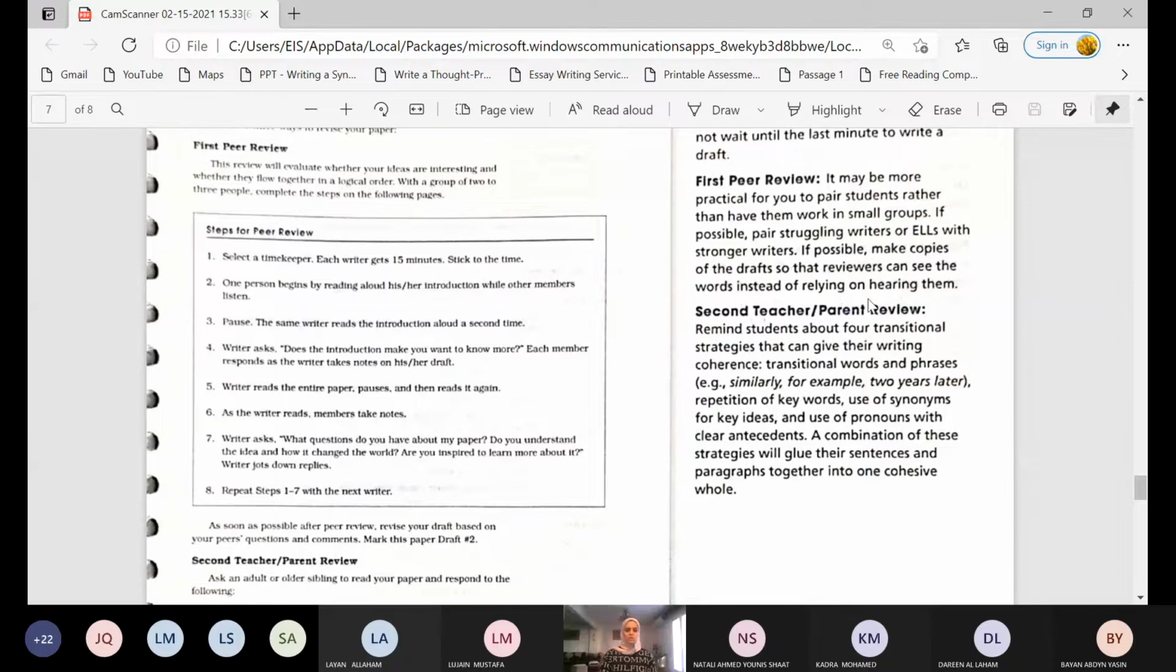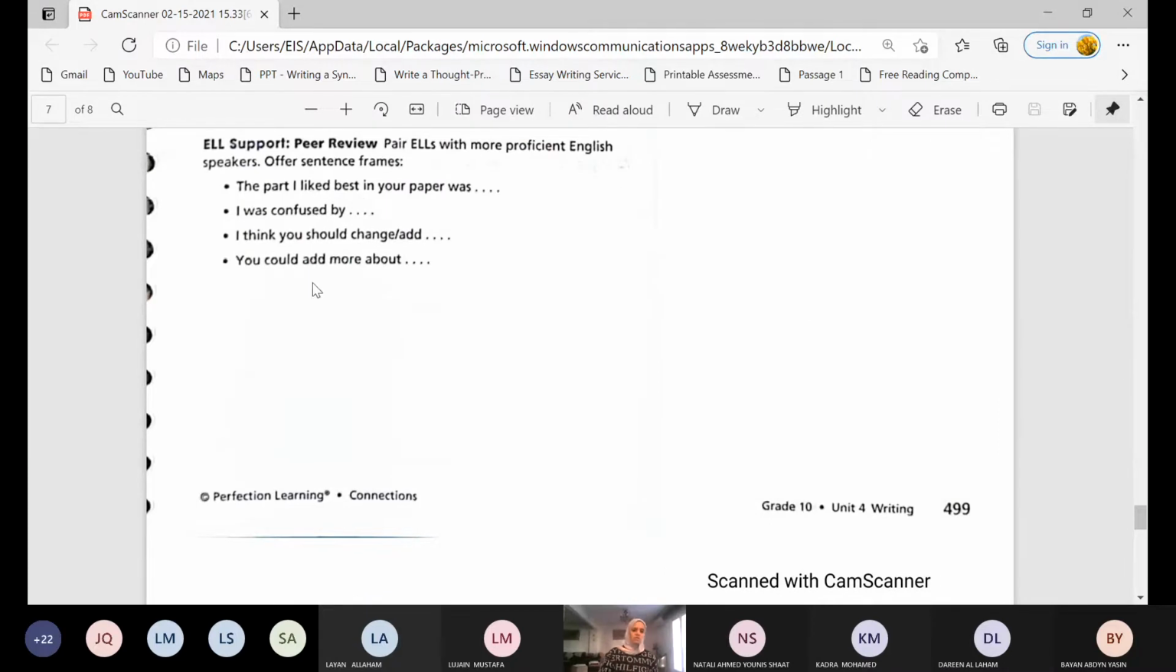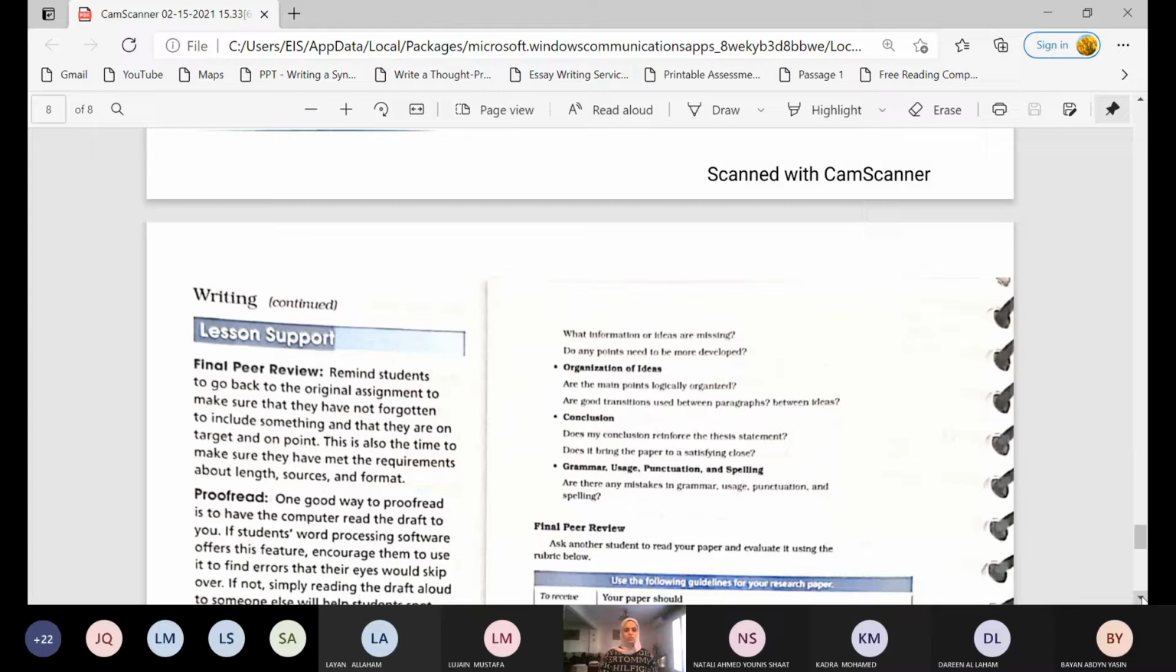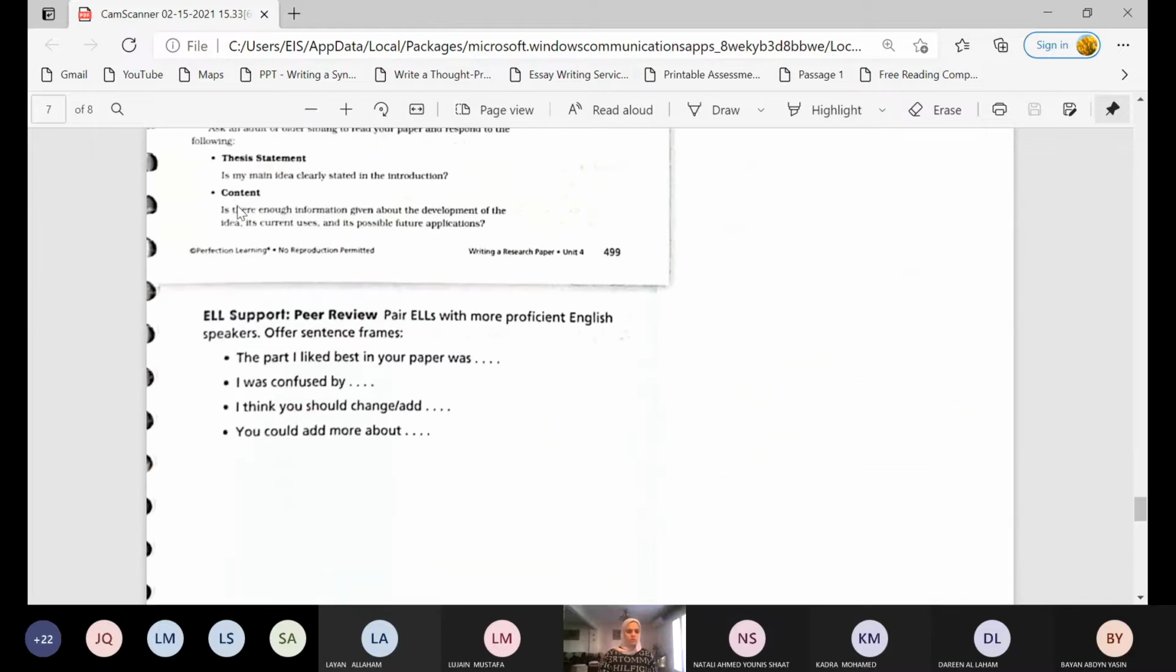Here is how you are going to say it: The part I like best in your paper was this. I was confused by this part. I think you should change this. You could add more about this. Then we stopped here at the content. So let's reread the content. Okay, thank you, Layan Fadl, Layan Maghrabi.